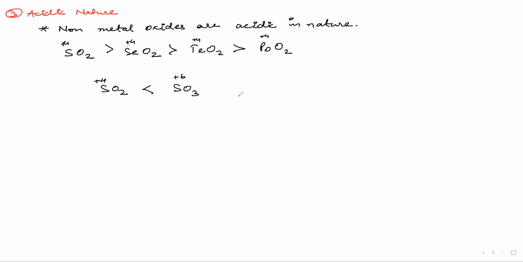Okay, so these are the same concepts that we have learned in the P block, the group 15 elements. There we learned about the oxides of nitrogen mainly, and here we are learning about the oxides of sulfur and other group 16 elements also.